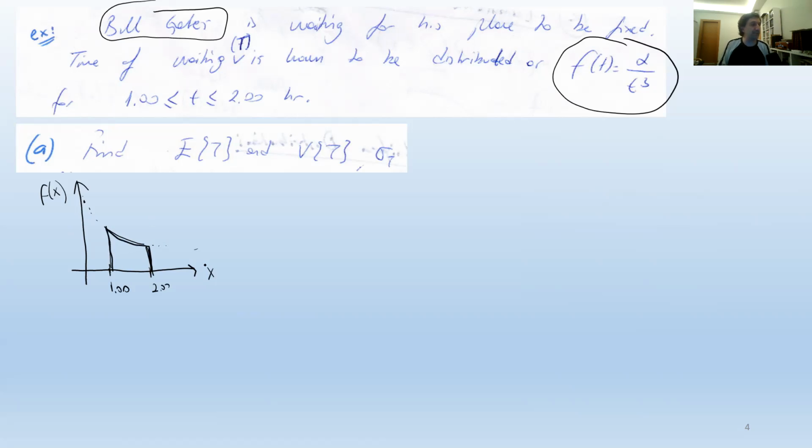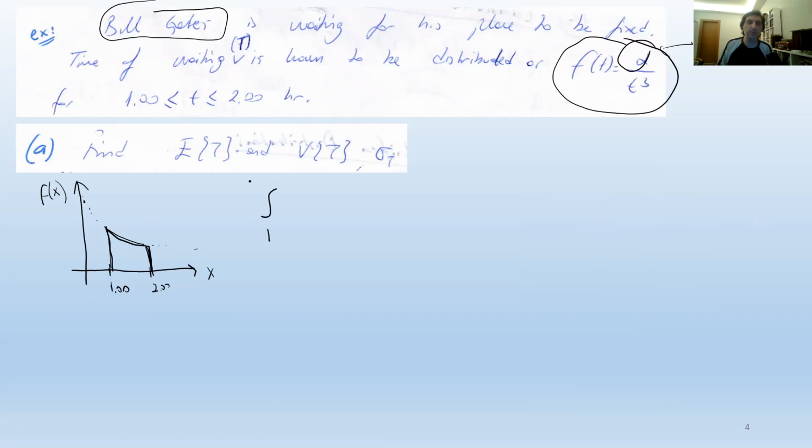So this is our probability density function. First of all, note that not all the parameters are given here. Alpha is unknown. Can we find it? Yes, just using the second property of probability density functions: the integral of the probability density function over the domain of x should be equal to 1.